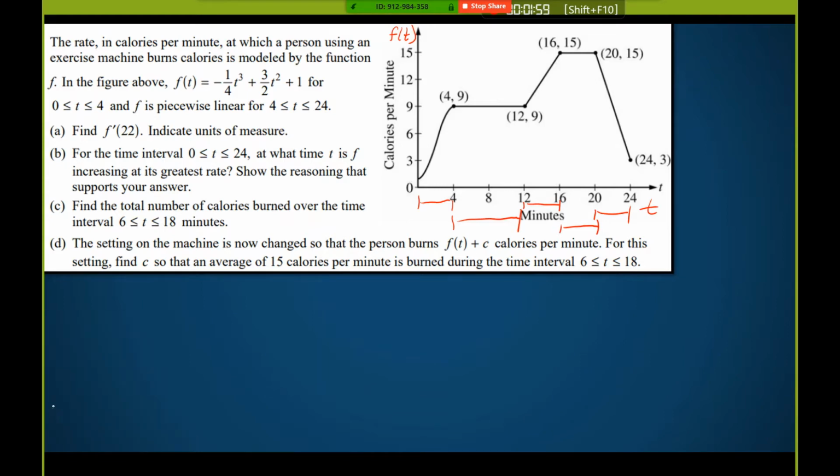Okay, first part. I'm going to jump over to, let's see, I've got Kelly first on my list. So for part A, I want to find the derivative at 22 and indicate my units of measure. So how can I get the slope of f at t equals 22?